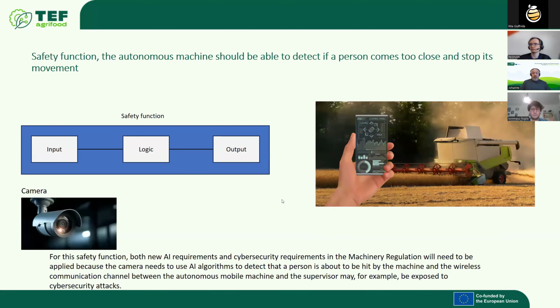And then if we go to the next one, we have a more specific example from the agriculture sector, where we have maybe some kind of camera system to detect that a person is about to be run over. And this is really an example where very many of these new requirements need to be taken into consideration, because we have AI functionality in this camera. So it's possible for the camera to detect that the person is about to be run over, and we have cybersecurity aspects, so you can trust the communication between the user and the autonomous machinery.